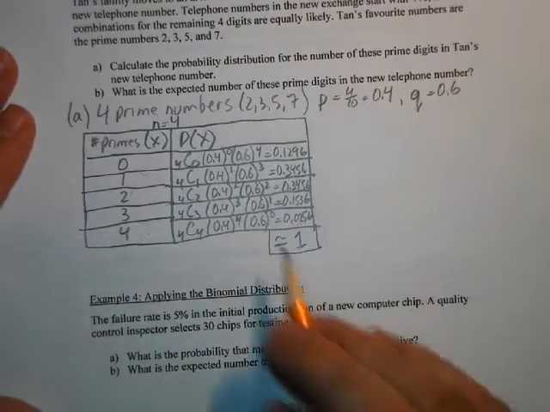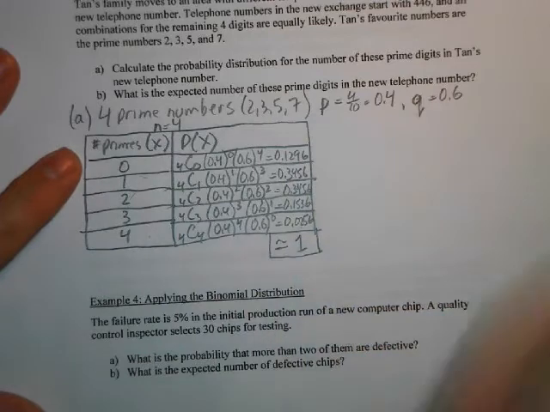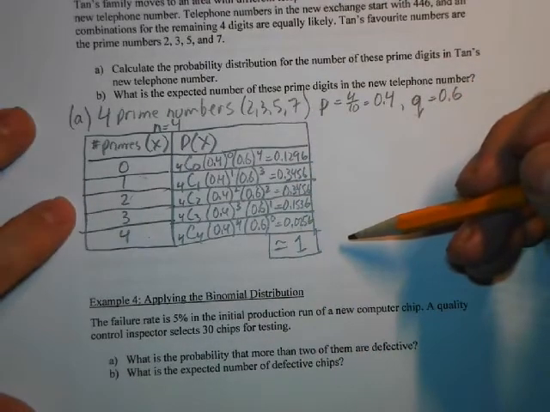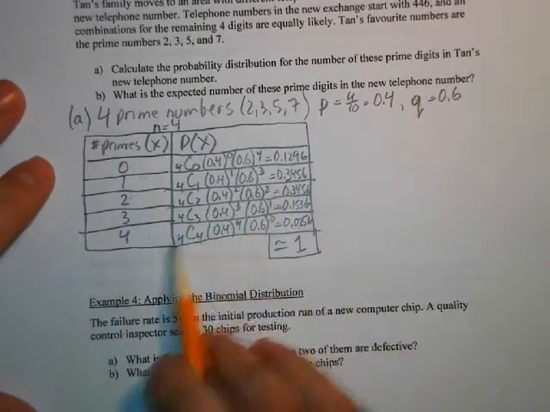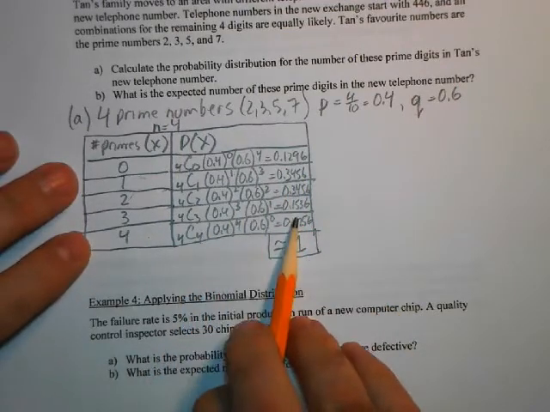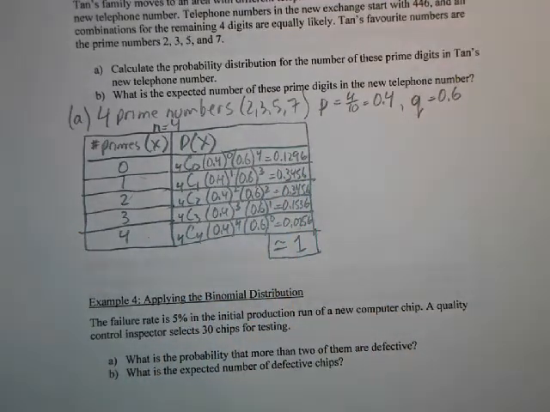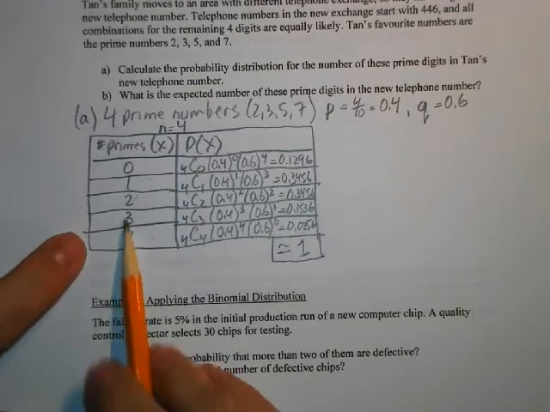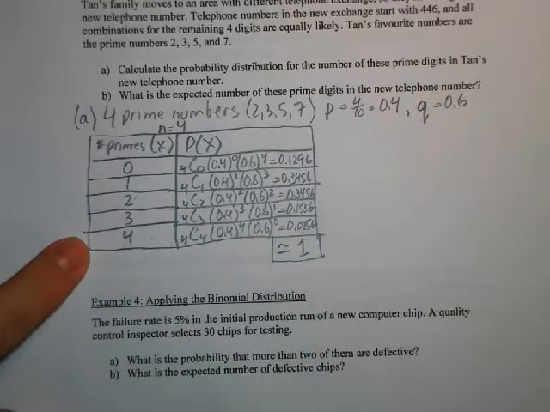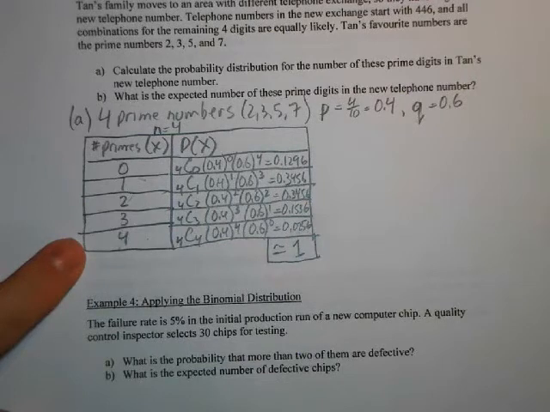Okay, so there's our probability distribution, and you could use this to say that the chance of getting no prime numbers is 0.1296. The chance of getting 3 prime numbers is that. You could also group these together. You could say the chance of getting 3 or more prime numbers, that would include getting 3 and 4. You would just add these two together, and we're going to see questions that use that.